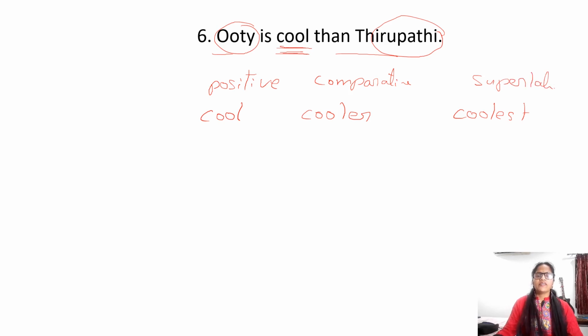As we know, the sentence is in comparative form because the word than is used, right? And we are comparing Ooty with Tirupati. So we need the comparative form of the adjective. What is the comparative form of cool? It is cooler. So the correct answer is: Ooty is cooler than Tirupati.